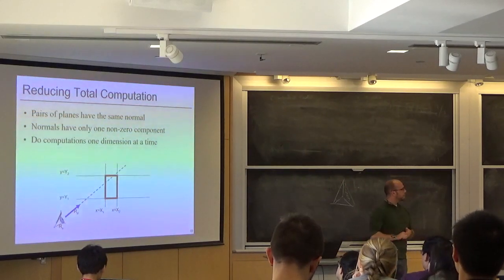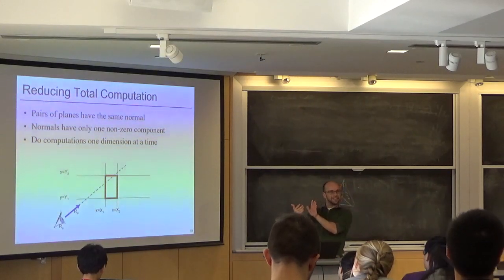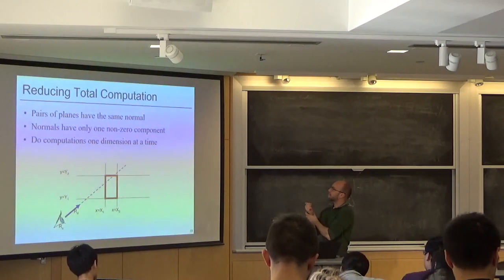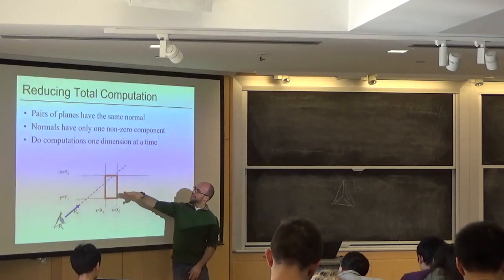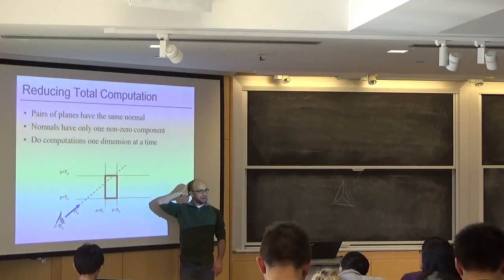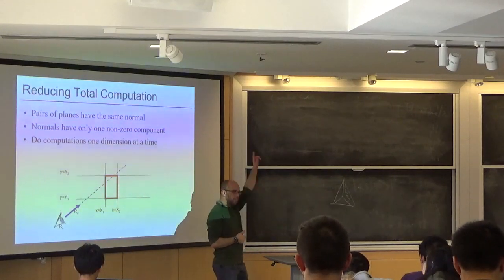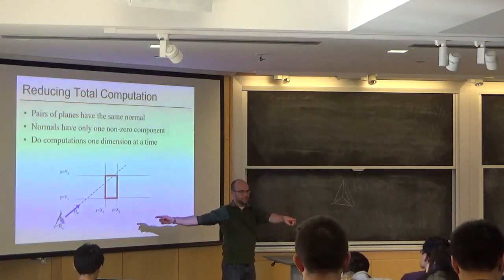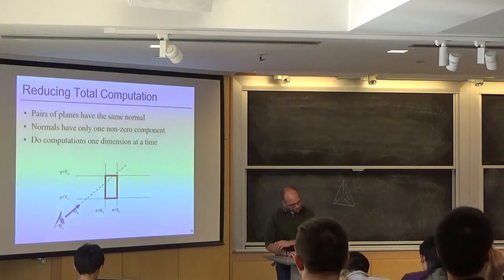So, some ways to reduce the computation. One is that, of course, pairs of planes have the same normal. Remember that when we did plane-ray intersection, there's a dot product with the normal to the plane, so we don't have to compute that twice. And if the planes are axis aligned, then in fact they only have one non-zero component, so we can throw away two multiplies that way. That makes sense? Because your normal is either 1, 0, 0, or 0, 1, 0, or 0, 0, 1. Yeah. And we'll do one additional trick too.